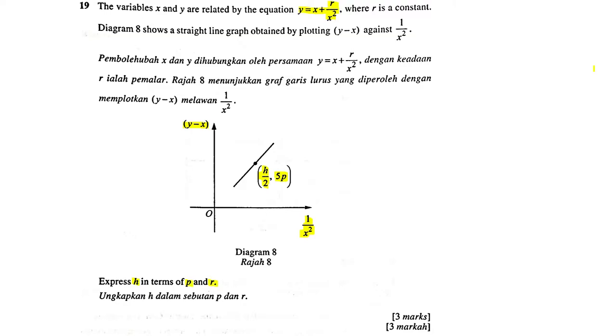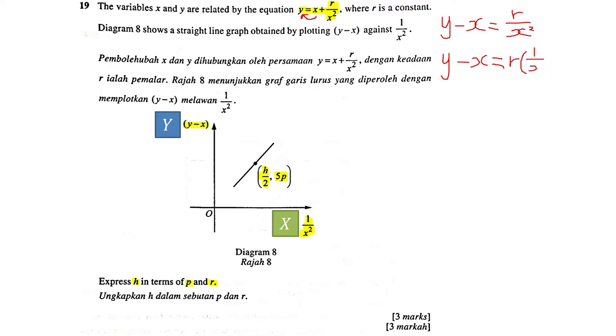Okay, firstly, we need to know what is the big Y and what is the big X given in the question, right? Which is y minus x and 1 over x squared. We cannot get the linear form from the graph, but we can get it from the non-linear equation. Since the big Y we need is y minus x, we can just move the x to the other side. So we get y minus x equals r over x squared. And r over x squared, we can write as r bracket 1 over x squared, and we still have a number at the back, which is plus 0.